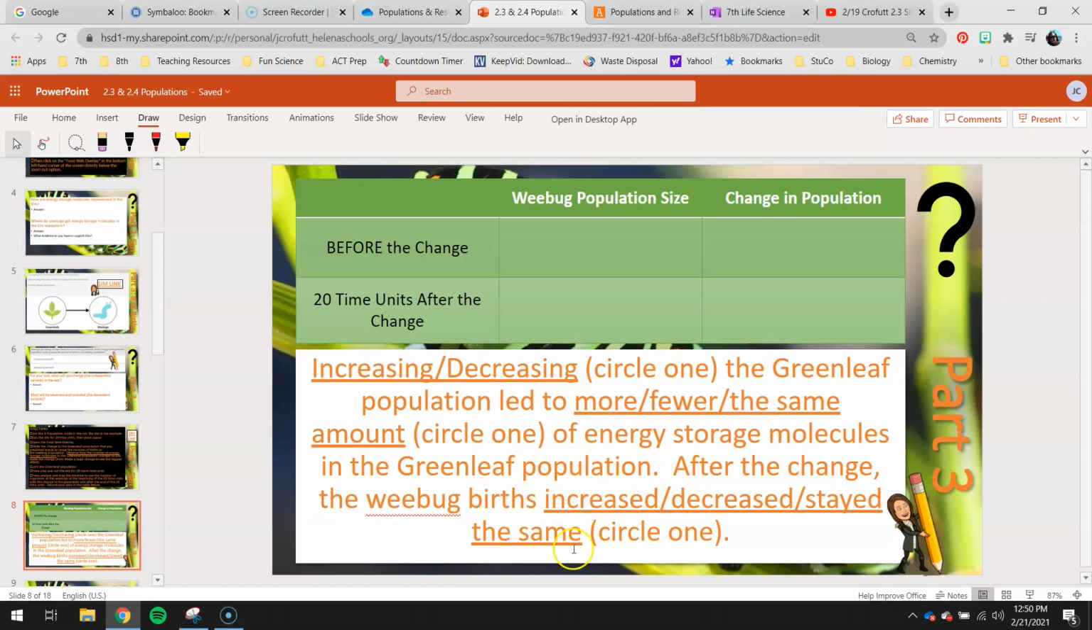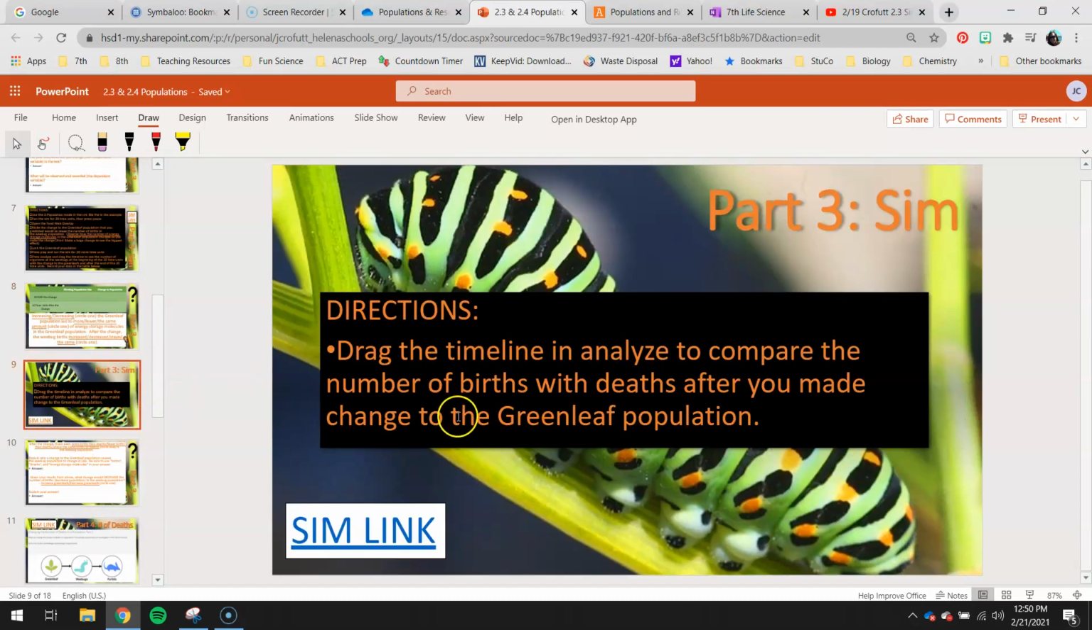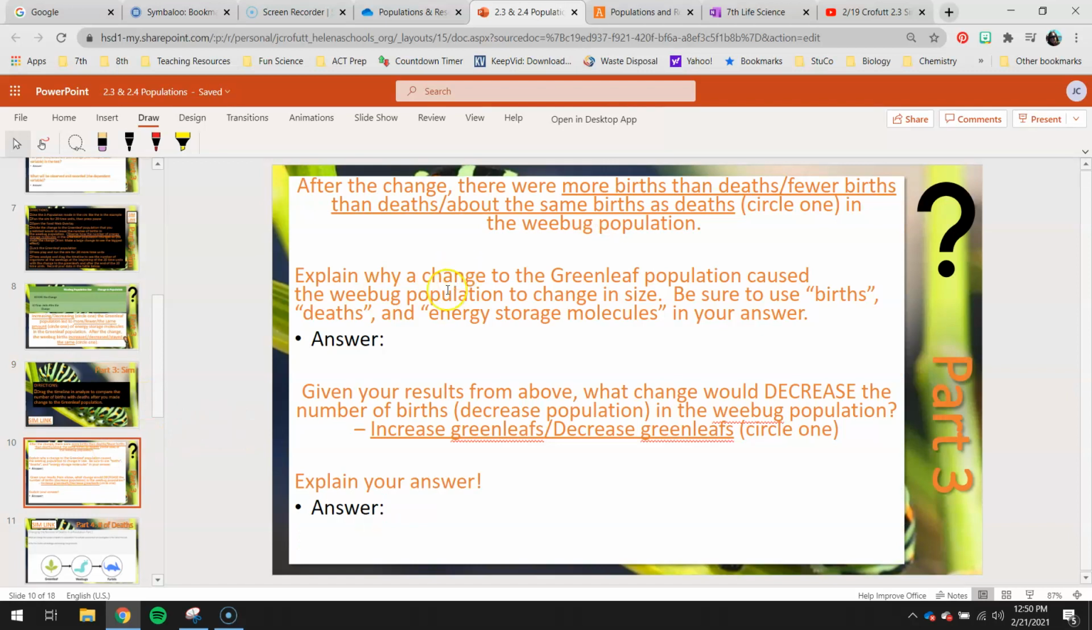So hopefully your answer to that is increase, but look at your data. If you guys didn't have an increase in that, then something didn't go well or right. Okay. All right, moving on, you guys will drag the timeline to compare the number of births and deaths after you made the change to the green leaf population and then answer these questions.